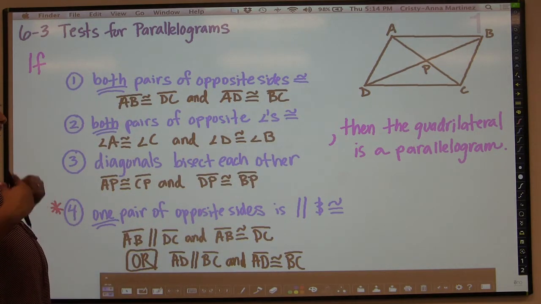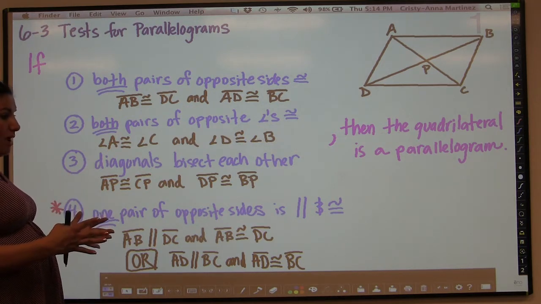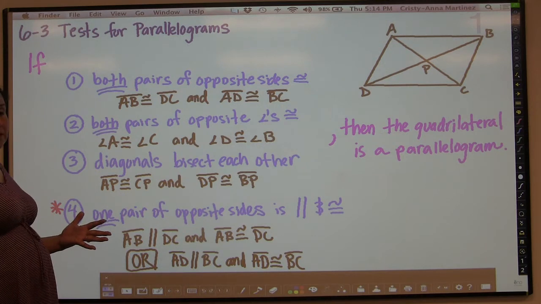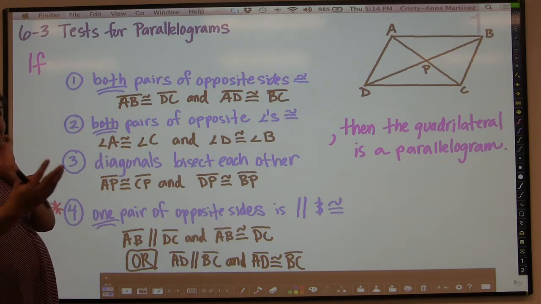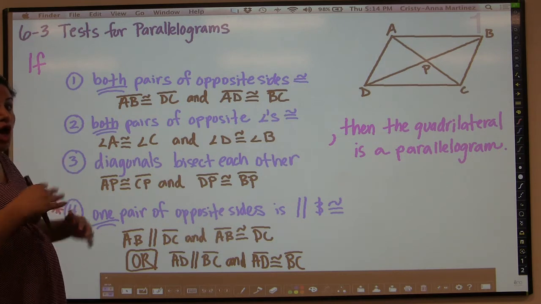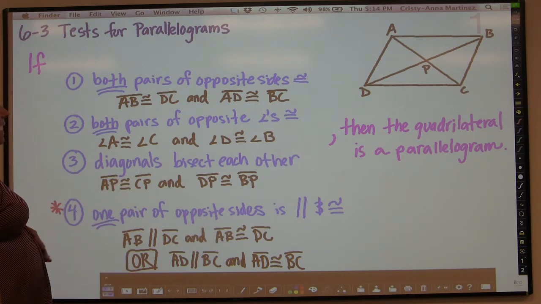So basically in the previous section we knew it was a parallelogram, and because it was a parallelogram, the four things happened. In this case, that's why it's called test for parallelograms. We're actually testing to see if in fact it is a parallelogram. We don't know that it's a parallelogram, we're testing to see if it's a parallelogram. And it will be a parallelogram as long as one of these four things happens.